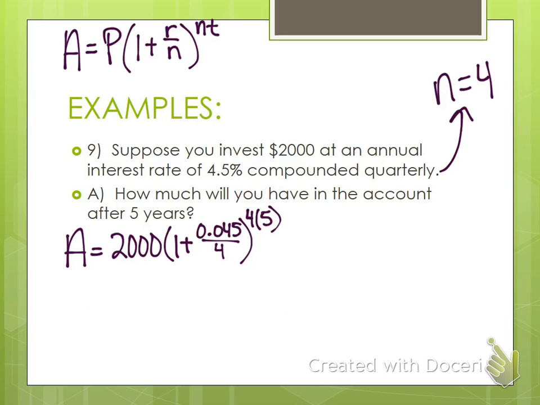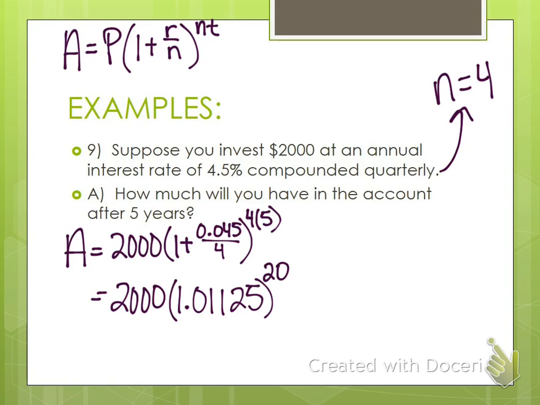Now, if we're following our order of operations, where do we start? In the parentheses. Good. So we are going to start in those parentheses. So if I take 0.045, divide it by 4, and then add 1 to it, what do we get? 1.01125. Good. It's not that long. Don't round it. Just leave it alone. We can go ahead and decide what that exponent is going to be.